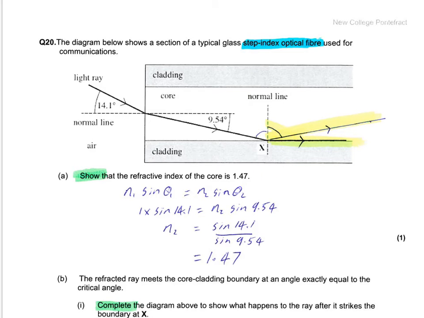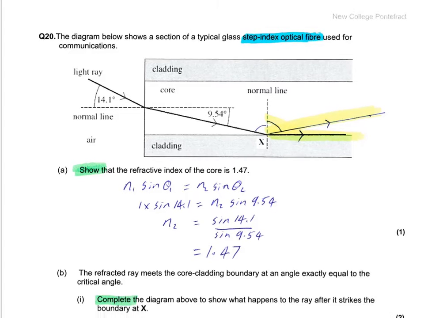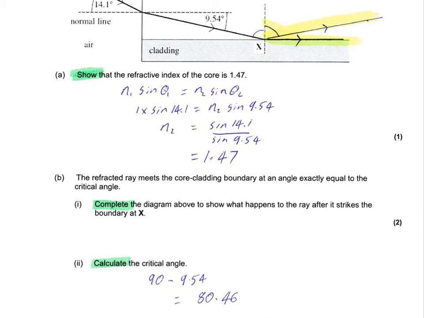Okay, the crucial parts to getting the step were that equation and that. Ultimately, it's that N2 is sine 14.1 divided by sine of 9.54. The refracted ray meets the cladding boundary at an angle exactly equal to the critical angle.